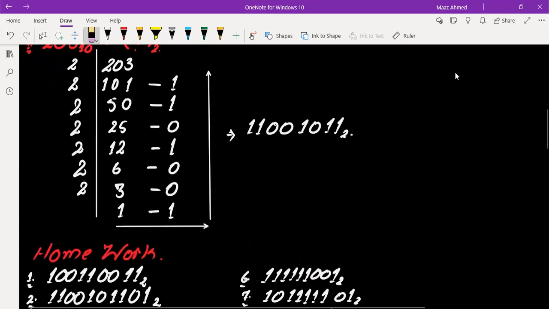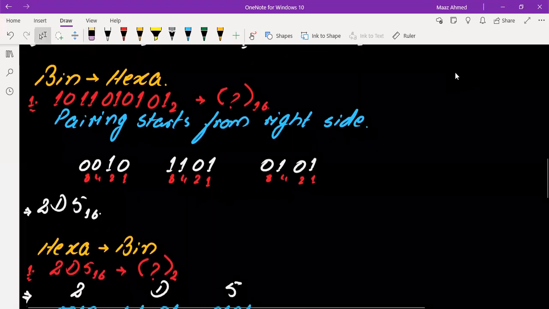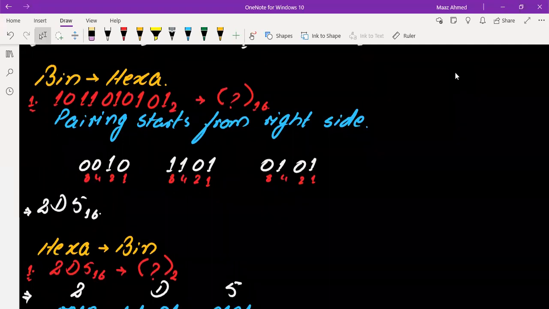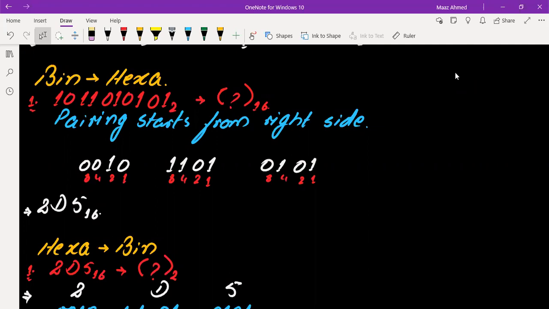Thank you so much. Now we're coming towards binary to hexa. Now you are given the number 1011, 0101, and finally 01 base 2, and you need to convert it into a hexa number.